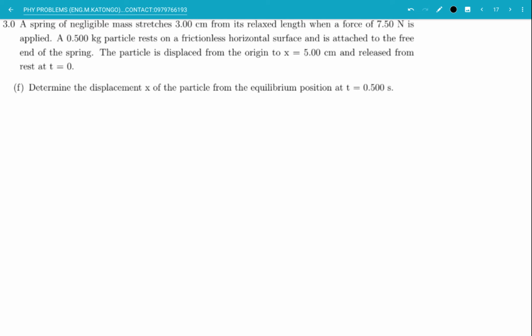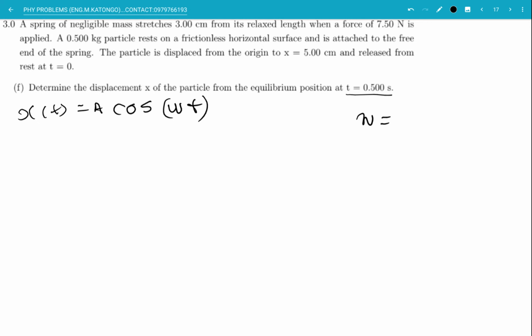Determine the displacement x of the particle from the equilibrium position at t is equal to 0.5 seconds. Using the displacement as a function of time equation, we will have x as a function of time being equal to A cos of omega t.